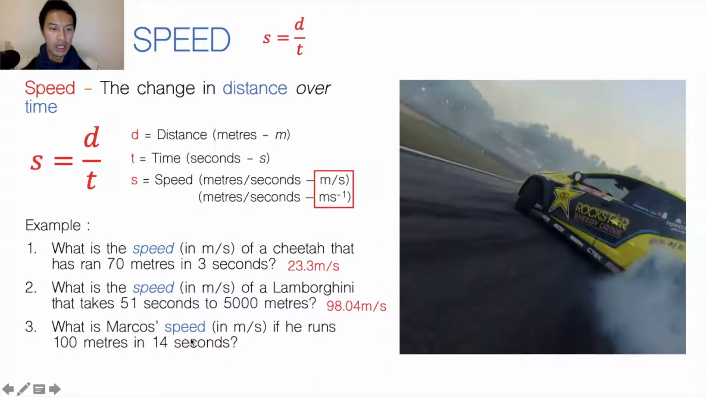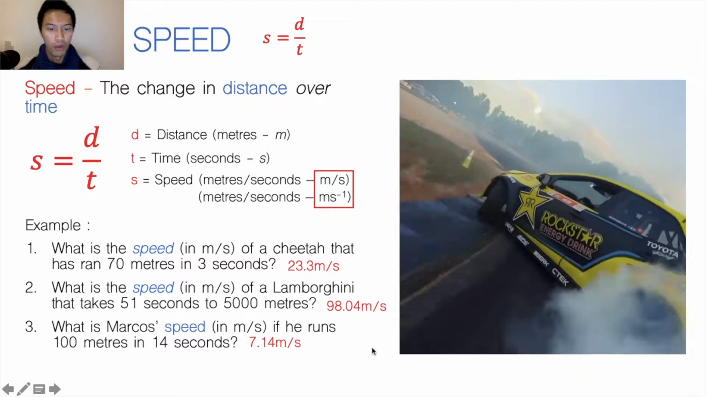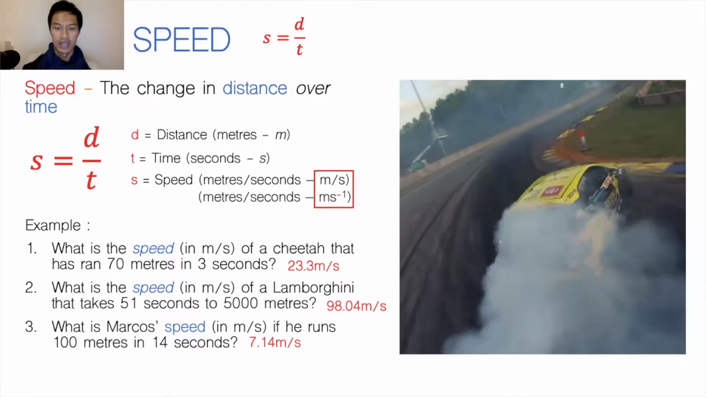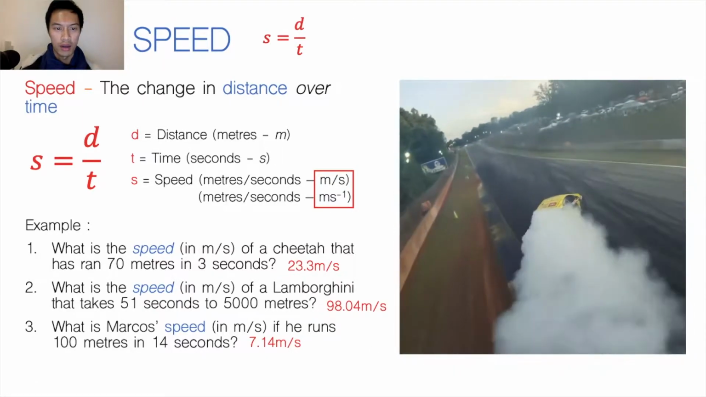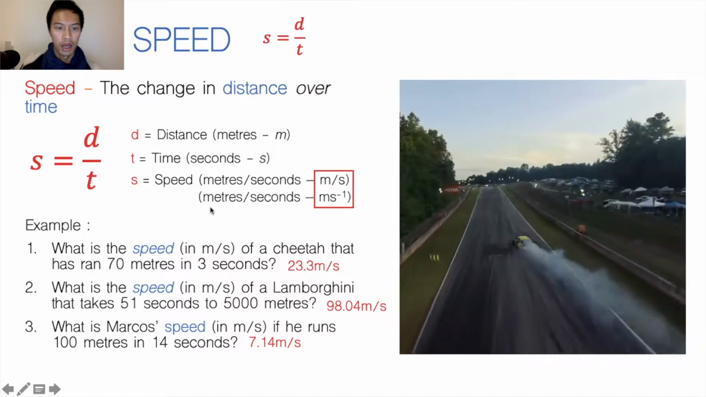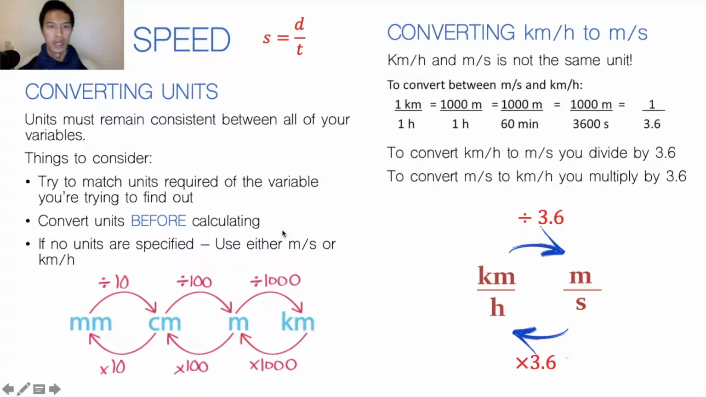What is Marcus's speed if he runs 100 meters in 14 seconds? It would be 7.14 meters per second. So that's how you would calculate it. You simply divide the distance by the time. Okay, let's move on to the next slide, because I was getting sick of that GIF, to be honest.